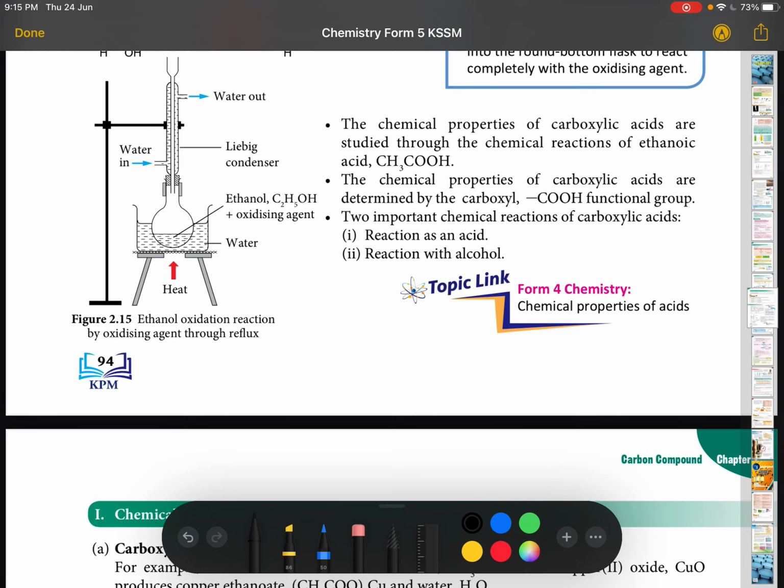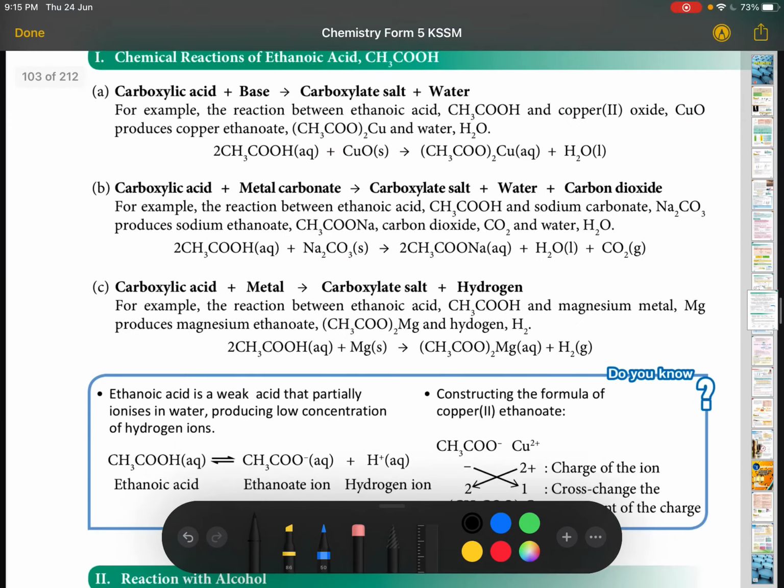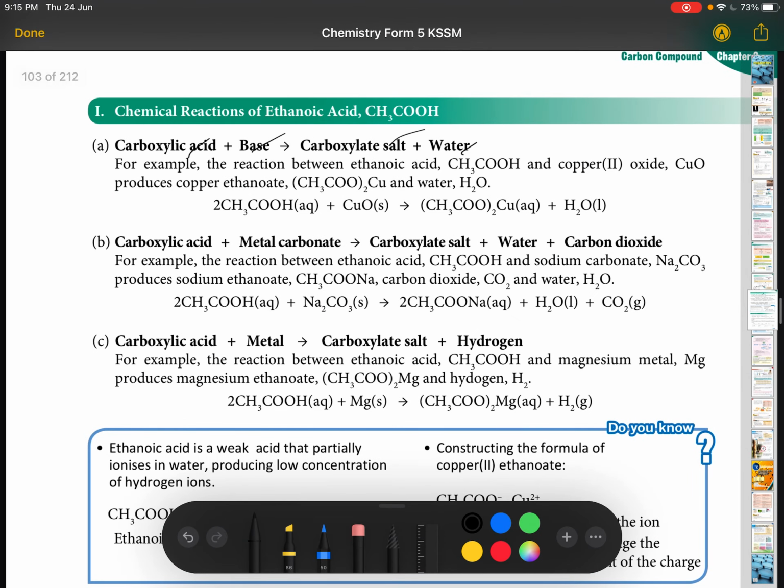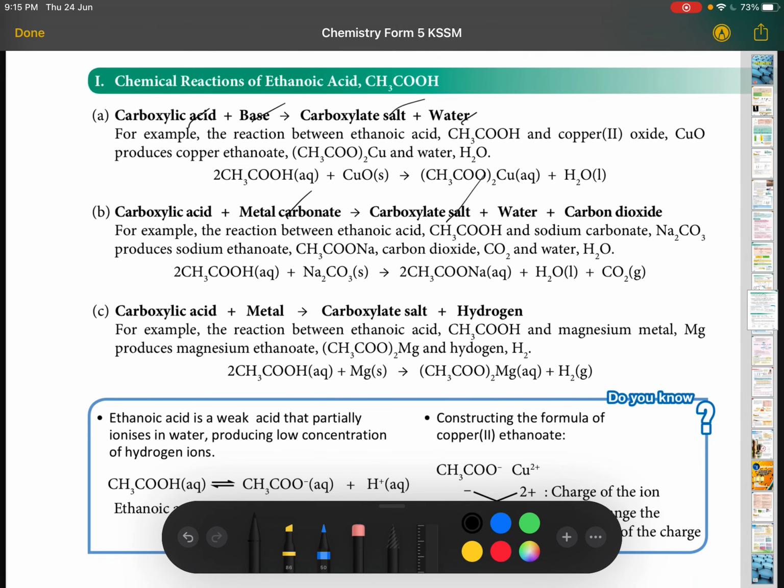We learned in junior 3 a lot of types of reactions. For example, acid plus base is salt and water. Acid plus metal carbonate is salt and, what's it again? Acid plus salt is acid and salt. But if it's acid and carbonate, you produce, what's it called again?